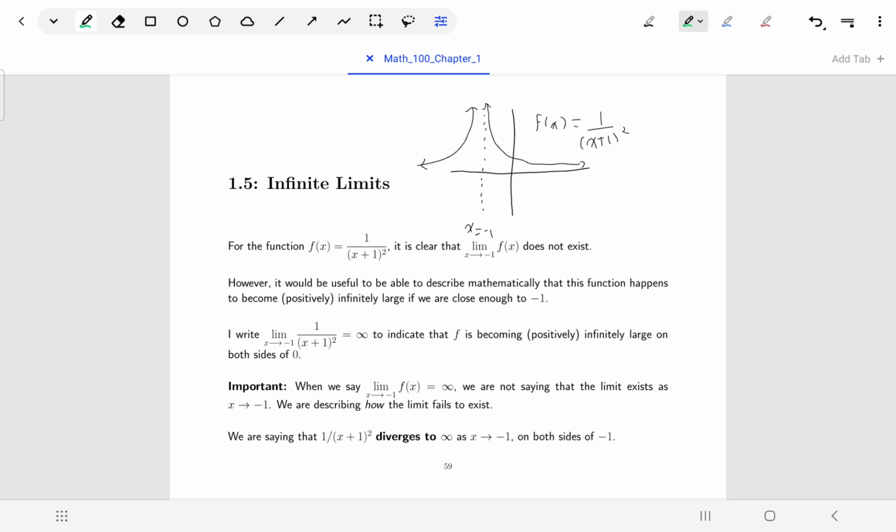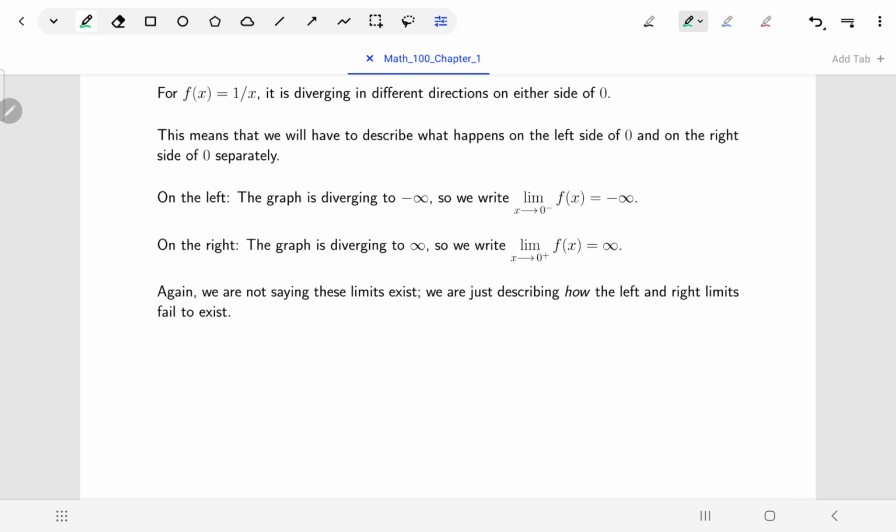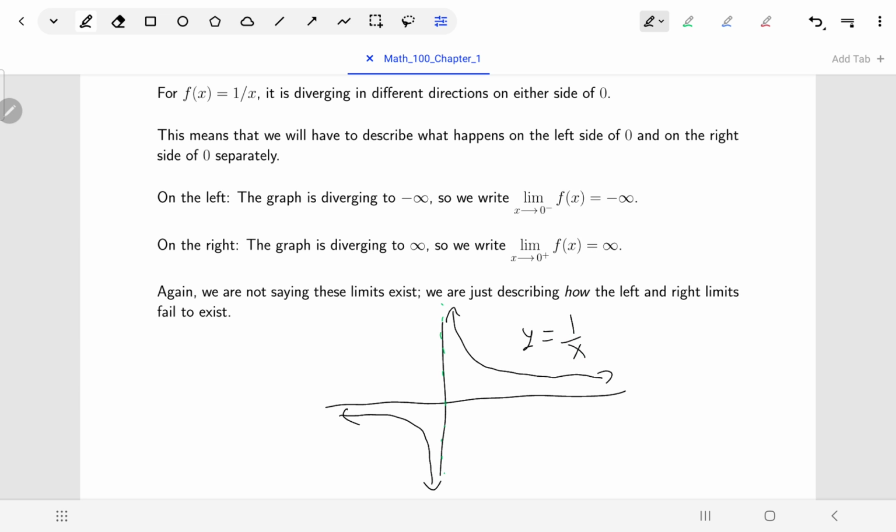So just as before, though, the both sides part is important. If we were looking at 1 over x just by itself, I know it's got a vertical asymptote, x equals 0, and I know it looks a little something like this. Of course, it's got a horizontal asymptote, y equals 0 as well. And this function is not one that has a limit as x goes to 0. Of course, the limit does not exist.